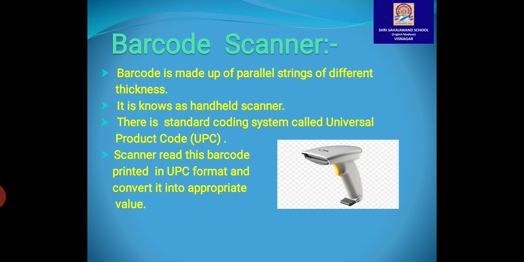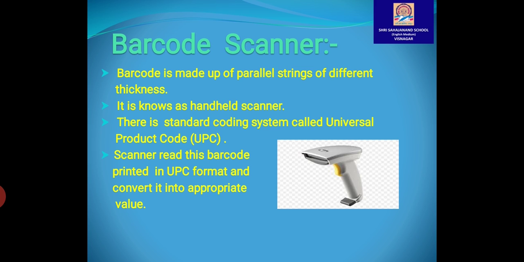Now the first one is barcode scanner. Many times you have seen this type of device at a market or mall. Shopkeepers read the price and related information of a particular product by using this type of device. This device scans the barcode given on the product. This type of scanner is known as a handheld scanner. Here is the figure of a barcode scanner.